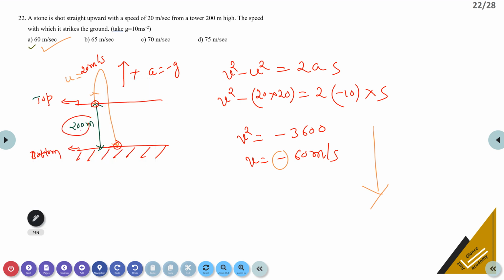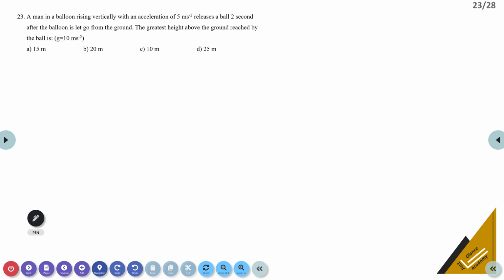Is that the right choice? Next. Question 23. I solved this problem already. A man in a balloon rising vertically with an acceleration of 5 meters per second squared releases a ball 2 seconds after the balloon is let go from the ground. What is the greatest height from the ground? That is what is being asked.